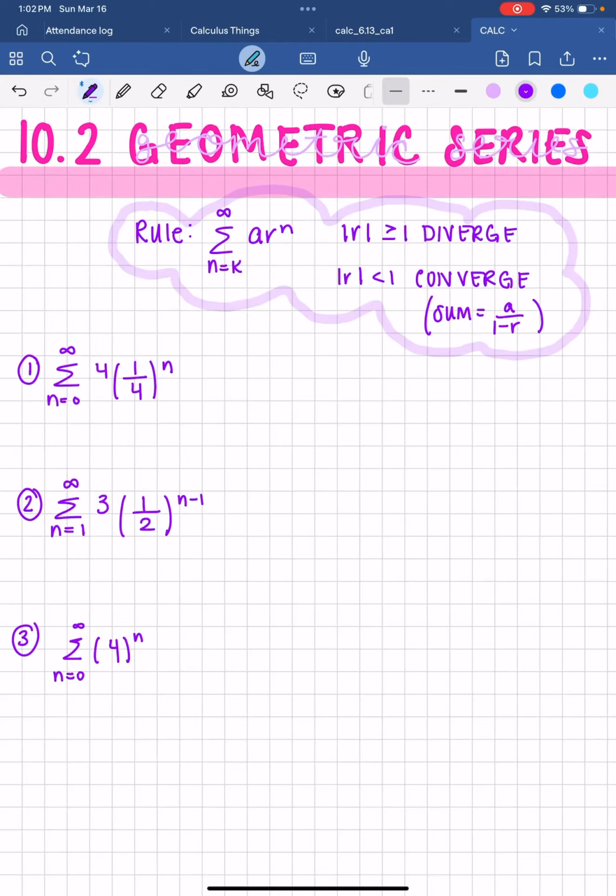So today we're going to talk about 10.2 geometric series. We're going to move into all the different series tests for convergence and divergence. And there's a lot of memorizing involved here. So let's check out the rule.